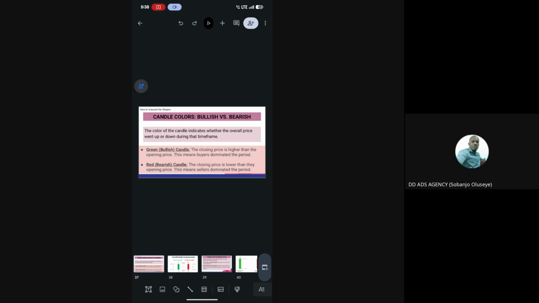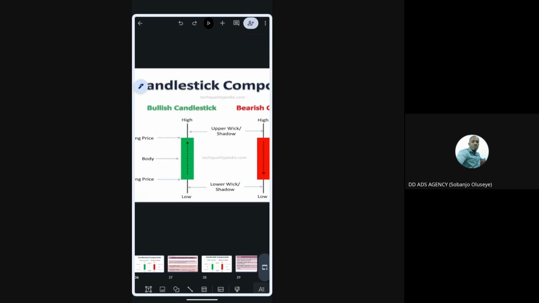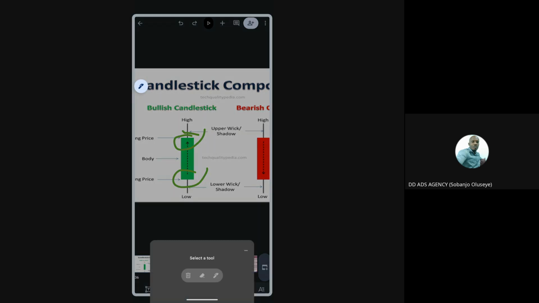The green candle or the bullish candle, it says what? The closing price is higher than the opening price. This means buyers dominated the period. Just like I explained to us here, the sentence we read now says the closing price is higher than the opening price, and it simply means what? Buyers dominated the battle, and they took over. And let's look at what it is for bearish.